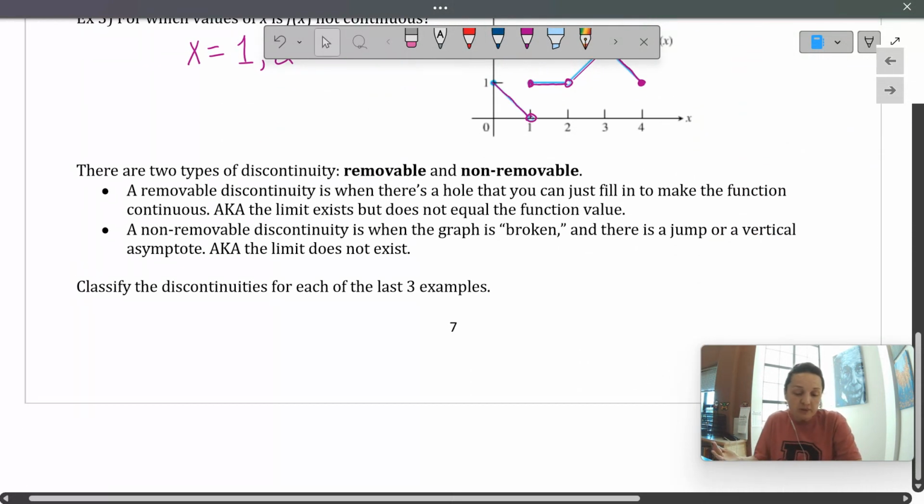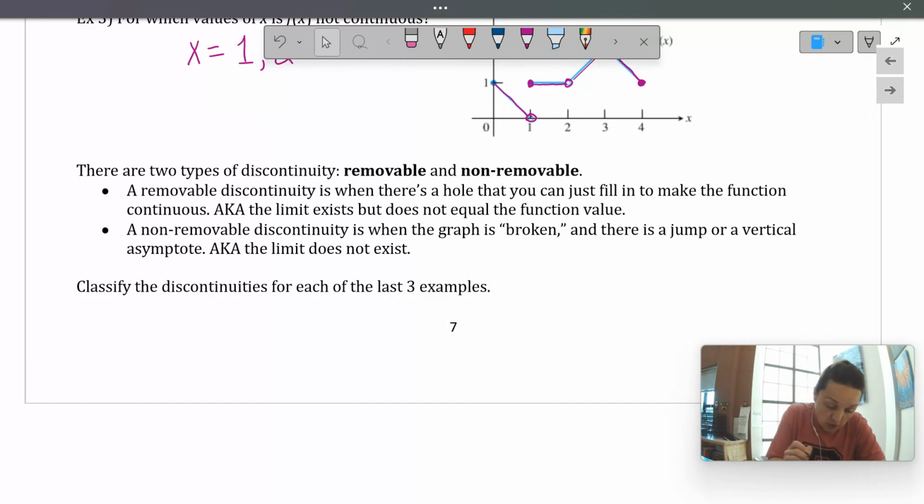A removable discontinuity is where there's a hole that you can just fill in to make the function continuous. So for example, and I want you to draw this, if I have a graph that does one of these, that's a removable discontinuity because I could just come in here, plug the hole, and be on my way. That is a removable discontinuity.